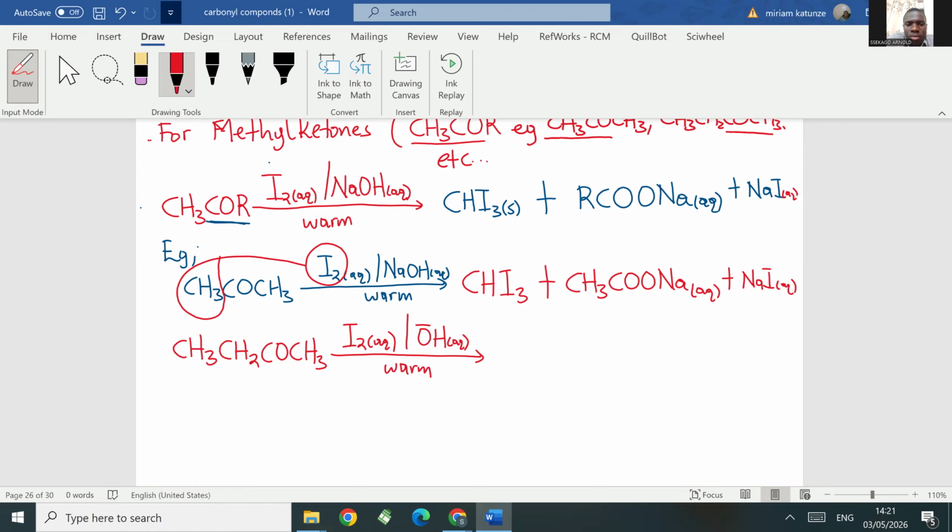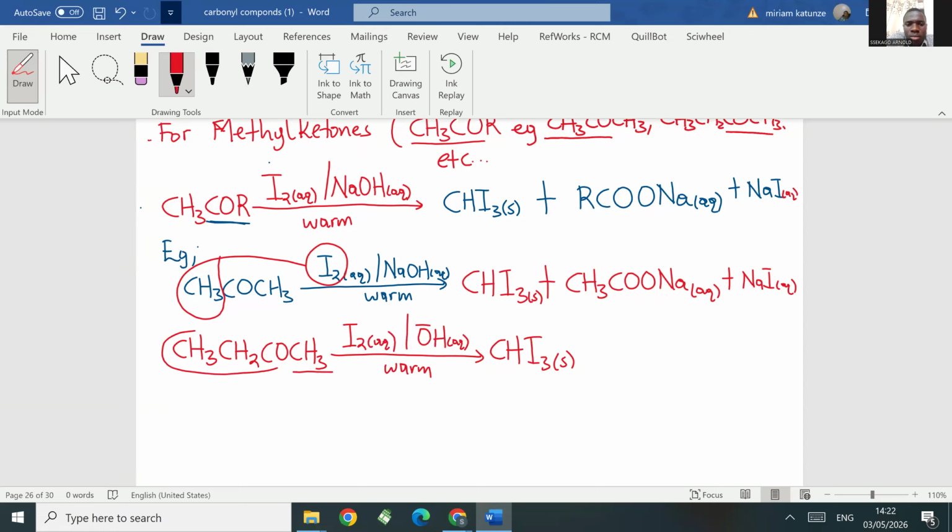So what does iodine do? Iodine is looking for a CH3 close to CO, and it is here. Not the other side, it is here. So we shall form CHI3. It is a precipitate, by the way. Now this remaining part, are you seeing this remaining part?